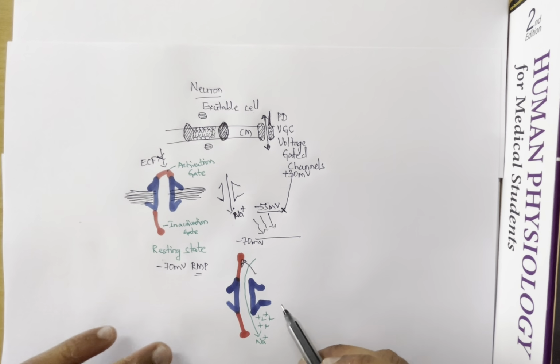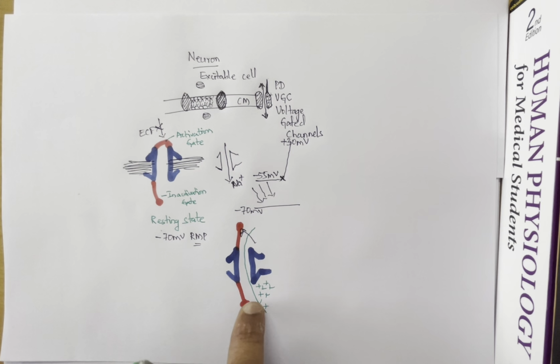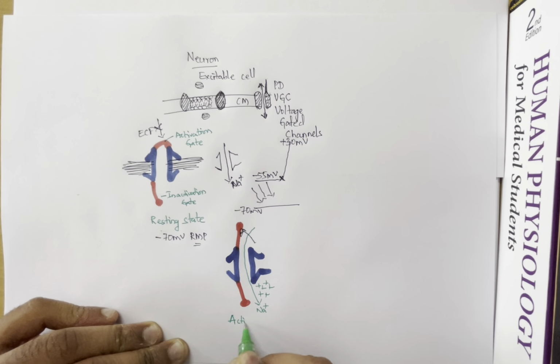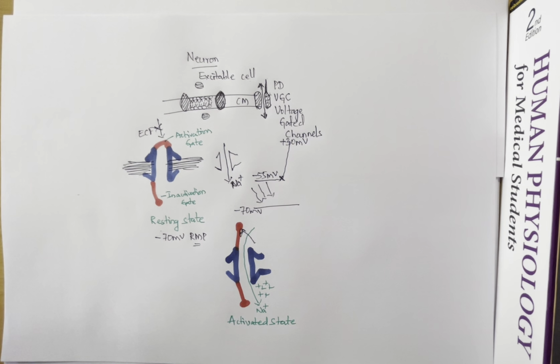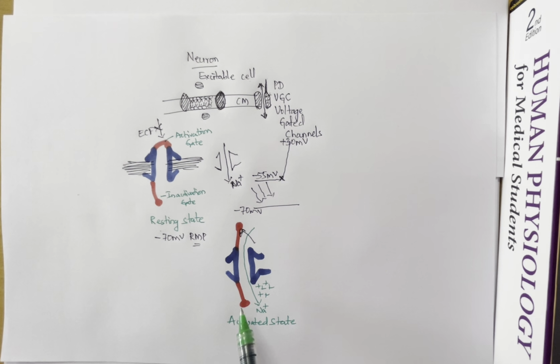So the rise from minus 55 millivolt to plus 30 millivolt is because of the influx of sodium ions across the cell membrane through voltage gated sodium ion channels, and the voltage gated sodium ion channel is in the activated state. So in the activated state, the activation gate is open, and the inactivation gate is already open.